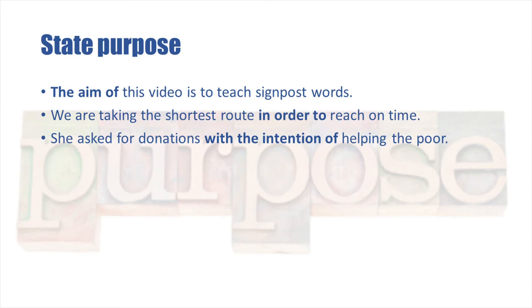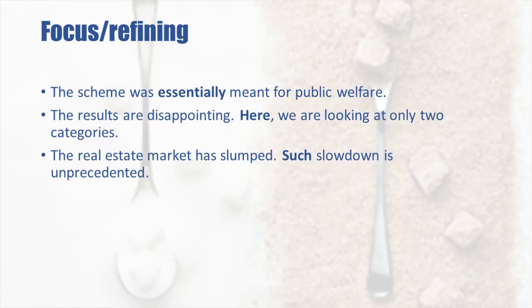Okay, she asked for donations with the intention of helping the poor. Now, people, these sentences, all of them are made up. So if you have any clarification or any suggestions for me, please leave them in the comments box. So she asked for donations with the intention of helping the poor. With the intention is setting the purpose. What is the purpose here? To help the poor. Go to the next one.